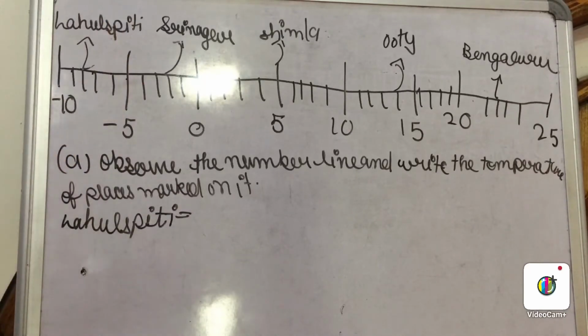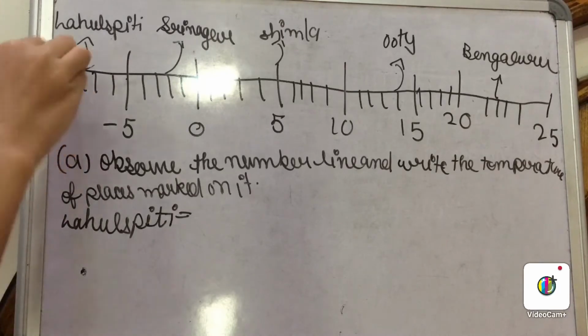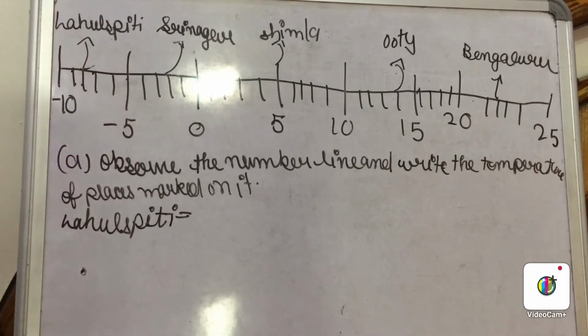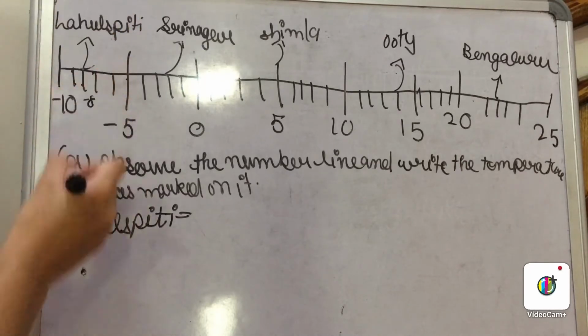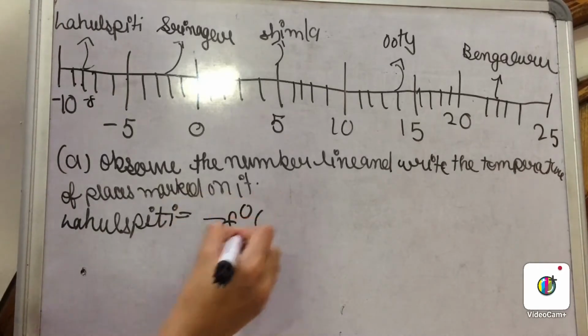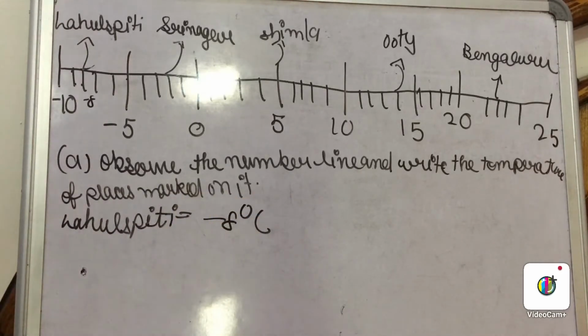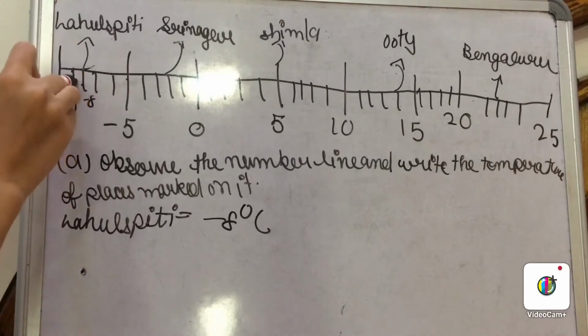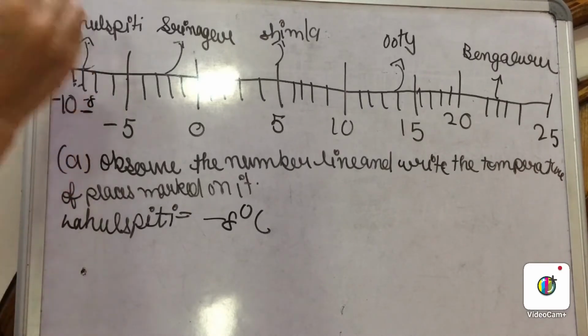Here you know the numbers which come in these lines which are not marked. So let us count: -9, -8. So the temperature at Lahul Spiti is -8 degrees Celsius. Actually you have to do nothing in this, just count the numbers. If you know the negative counting, then you can solve this exercise with ease. How did we find that? -10, -9 and -8. So -8 is the temperature at Lahul Spiti.